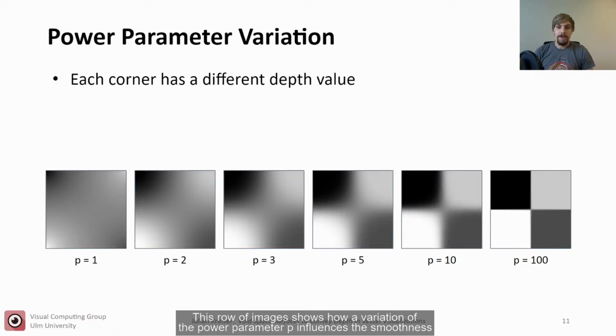This row of images show how a variation of the power parameter p influences the smoothness of the interpolation. P equals 1 corresponds to a linear interpolation, and p towards infinity would result in a nearest neighbor interpolation.